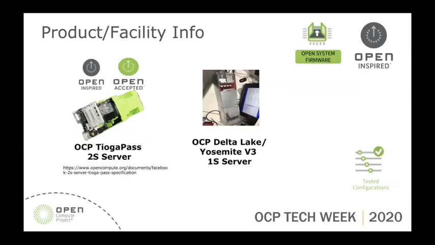Next slide. Here are the two platforms: the OCP Tioga Pass 2-socket server, which is open inspired and open accepted. And then the next one, that Jonathan covered in the afternoon talk, is the OCP Delta Lake Yosemite V3 one-socket server. As Jonathan mentioned, they are looking at pushing the OCP Delta Lake specs into OCP at some point next year once they go into MP, which is mass production.